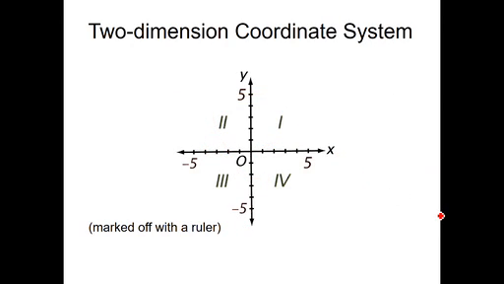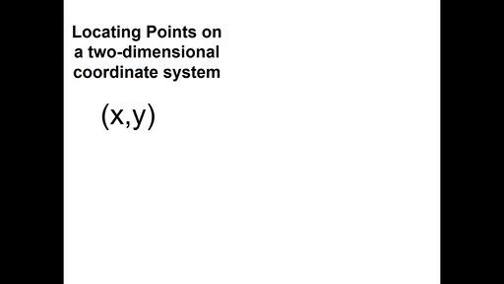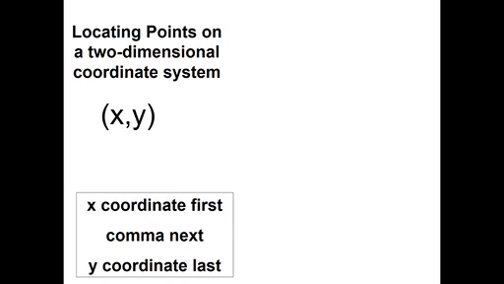So we marked those off with a ruler, and we've got 4 points labeled with coordinates, 5s and negative 5s. So how do you locate points on a two-dimensional system? This should be review for you. We'd call this an ordered pair over here, x, y. The x-coordinate always first, and then there's a comma, and then the y-coordinate last.